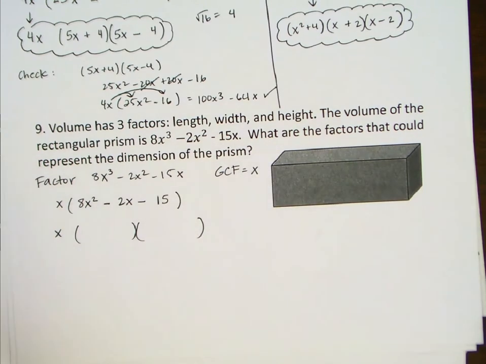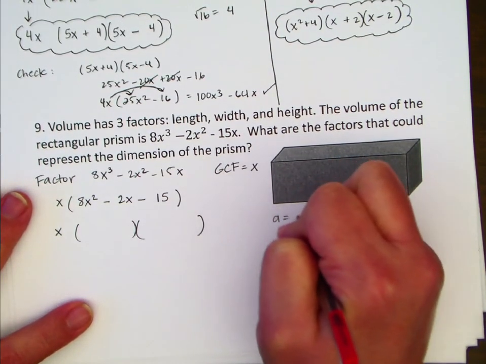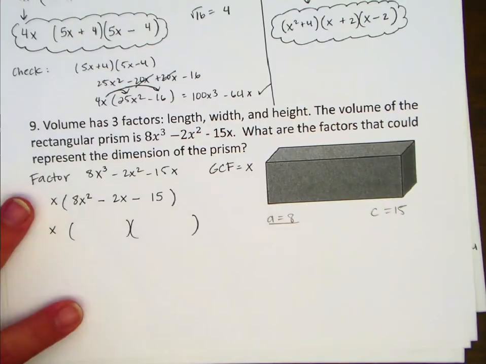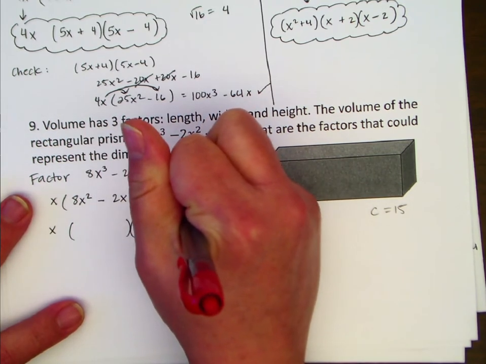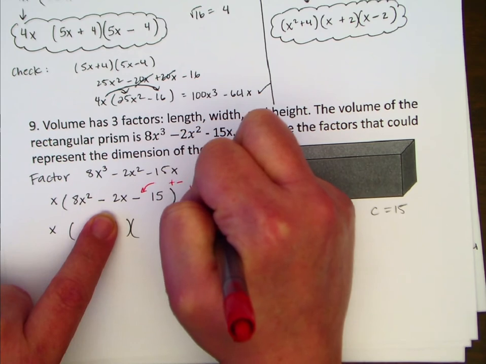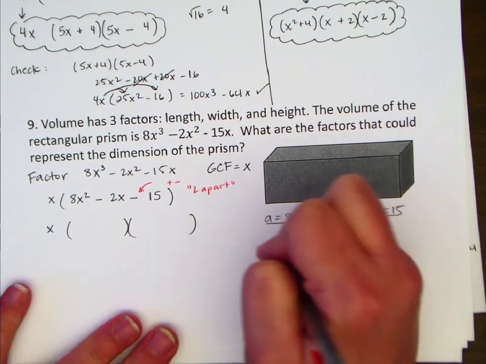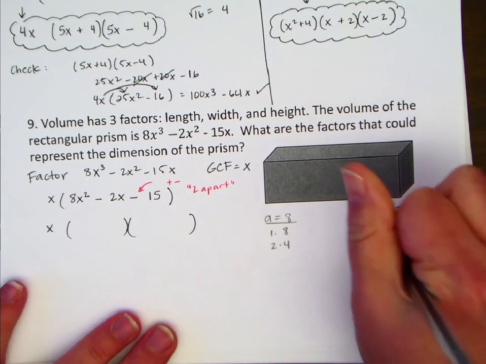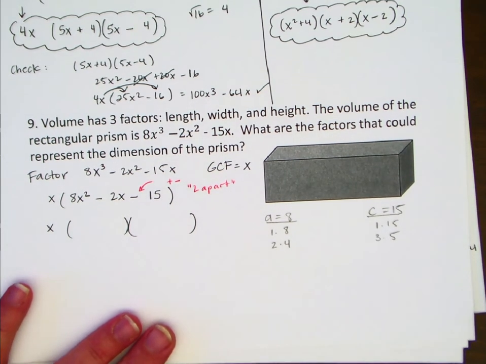So let's list the factors of A, factors of C, and since this one is negative, one has to be positive, one has to be negative, we need to look at it as 2 apart. Okay? All right. 8. 1 times 8, 2 times 4. 15. 1 times 15, 3 times 5. Try the ones closest together first.